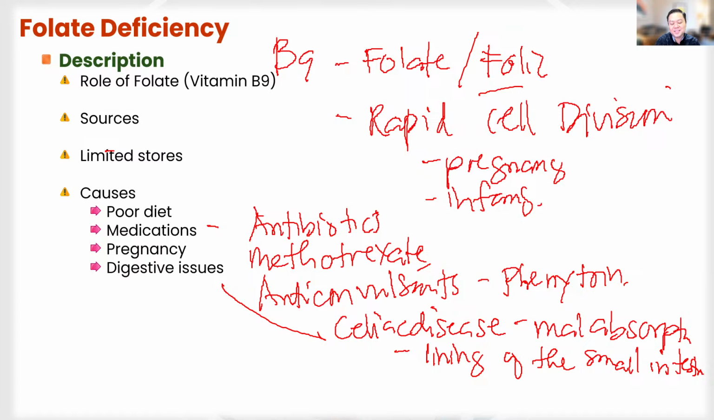And this will now impair the absorption of the nutrients, including the folate. Now, another problem that is all about the digestive problem here is the IBD, inflammatory bowel disease, okay? Aside from celiac disease, it will include Crohn's disease and ulcerative colitis. These diseases are actually going to cause chronic inflammation and damage to the digestive tract, okay?